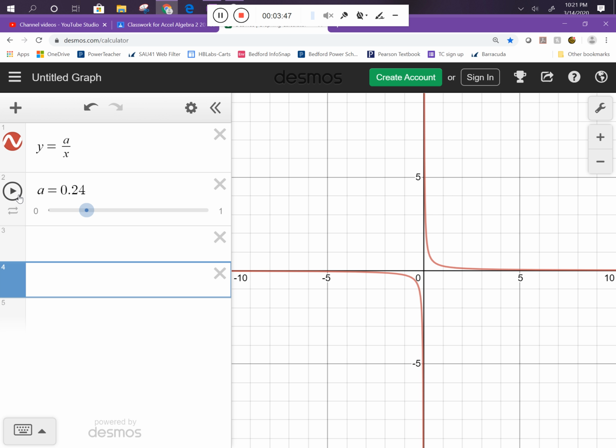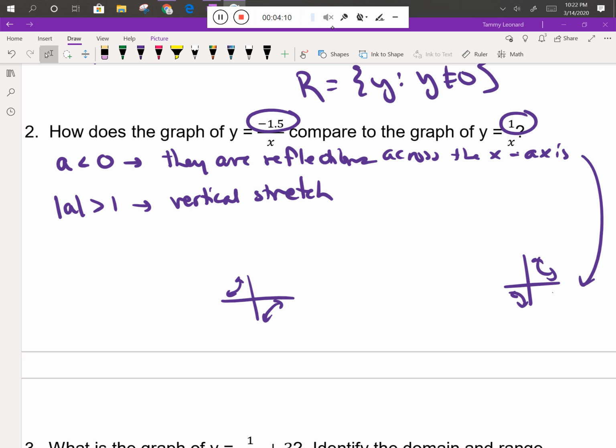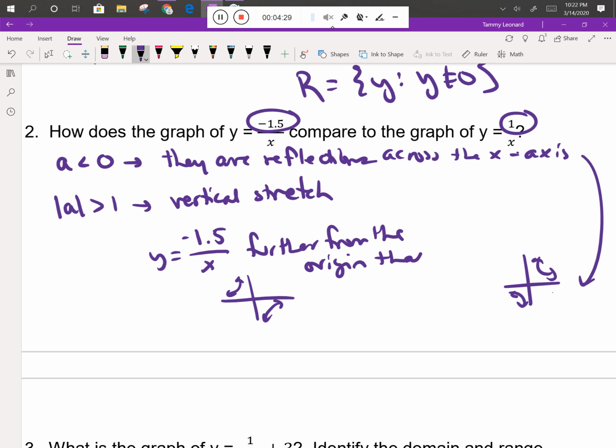So when we stretch and compress, it's not so much a true vertical or horizontal compression. It's really about this point in here that's closest to the origin decreasing or increasing the distance to the origin. So it's a little bit of a different idea for how we think about stretch and compress. So if I come back to the note sheet, when I say stretch here, what I probably want to say is that the graph that's negative 1.5 over x is further from the origin than the y equals 1 over x would have been.